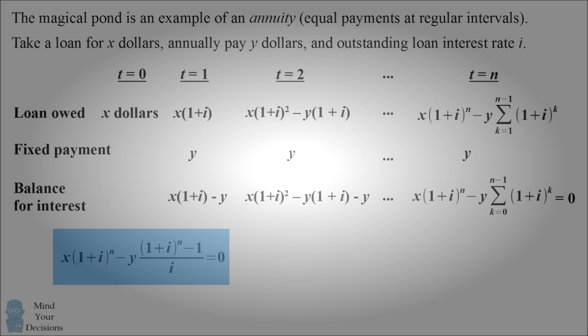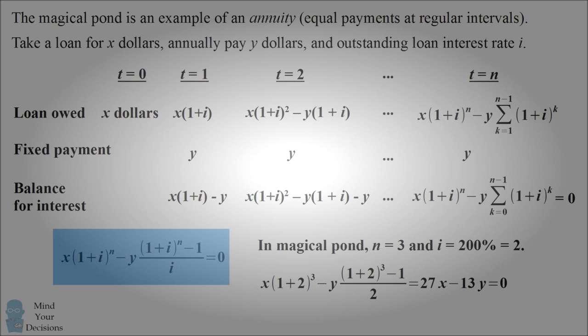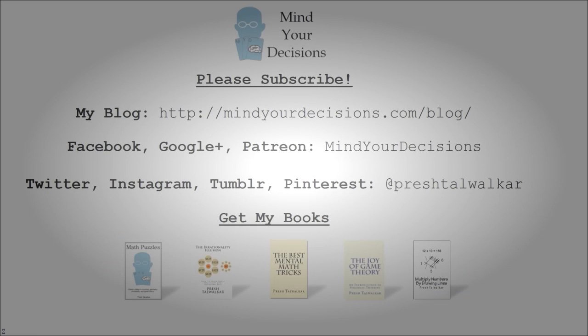In the magical pond, we had 3 different temples, so we had 3 different periods, and between each temple we had to swim in the pond, and the number of flowers we had tripled, which is an interest rate of 200%. We can substitute these values into our annuity formula, and notice we end up with exactly the same equation of 27x minus 13y equals 0. This is an alternate way of solving the problem, and it's a way to see how this problem relates to financial products.